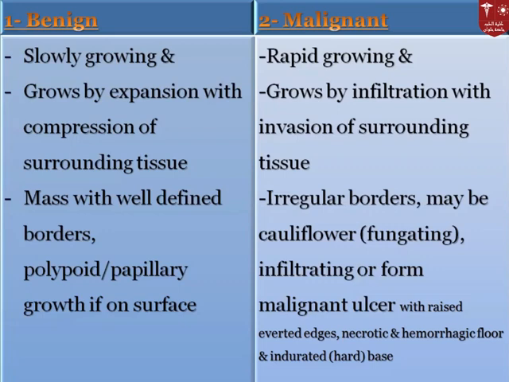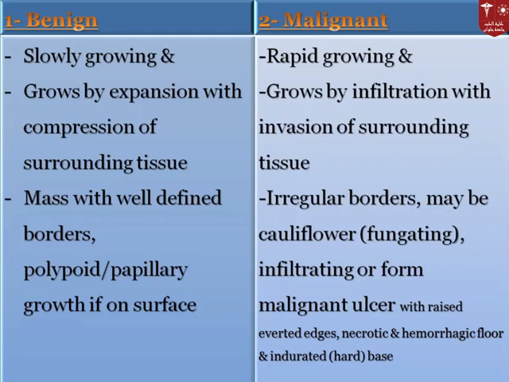Benign tumors grow by expansion, so they compress the surrounding tissue. They don't kill the cells around them. No invasion in the benign tumor. While malignant tumors grow by infiltration of the surrounding cells. They kill the surrounding cells and invade them and replace them and occupy their place. Okay?